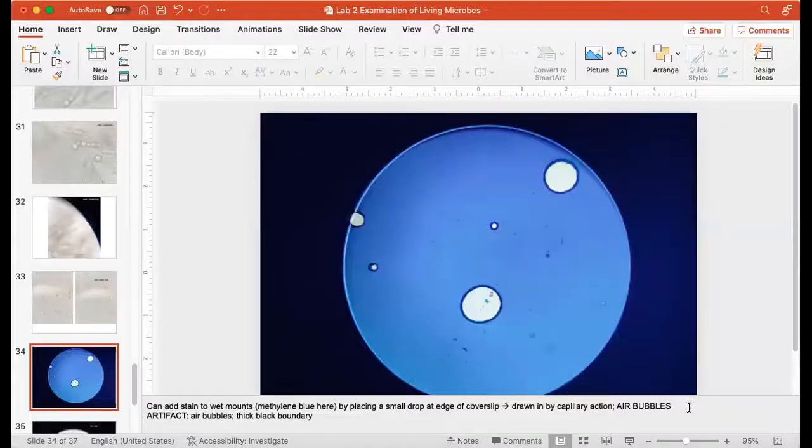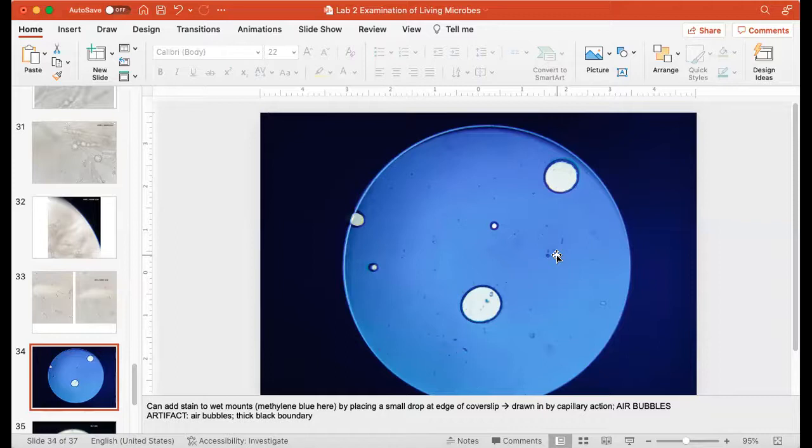I did a little trick here. I did a little trick on this slide. I took my wet mount with my cover slip, and in order to make the air bubbles stick out a little more, I didn't use a blue filter. But instead, what I did was I took a drop of blue stain and I put it right at the edge of my cover slip.